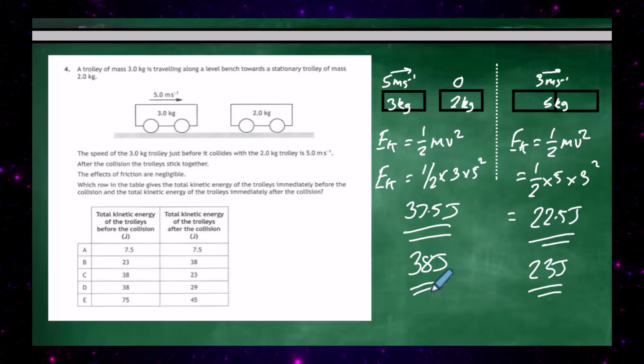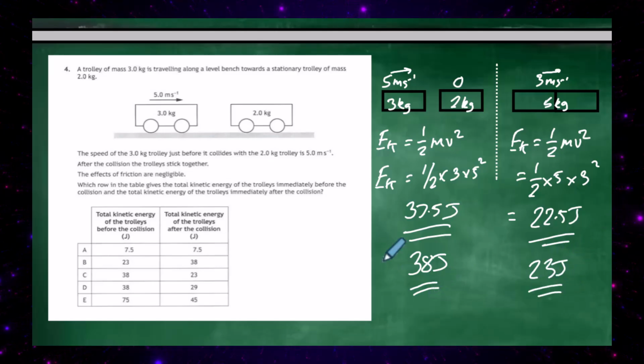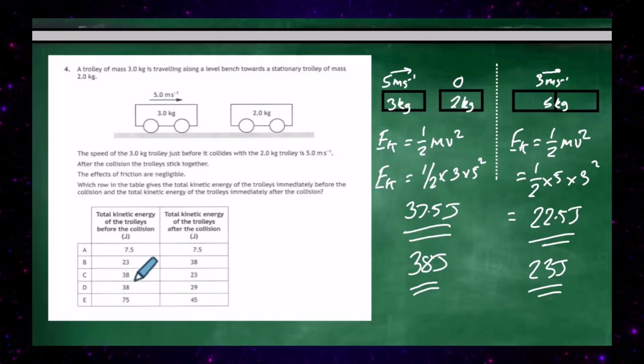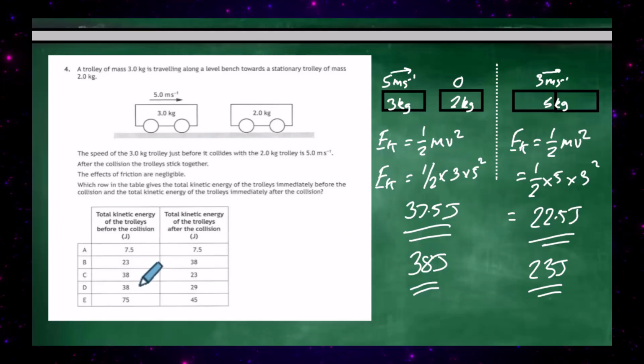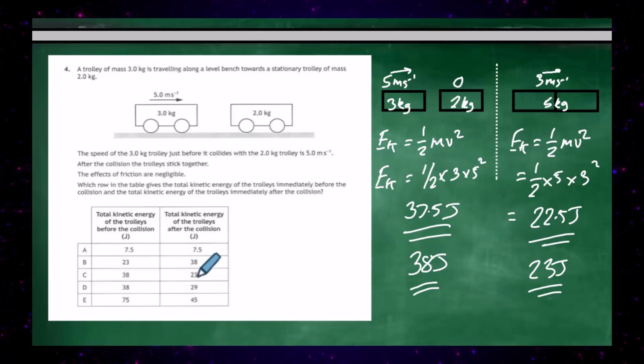So there we have it. We have got the total kinetic energy before the collision is 38. So we go down the table, we either get C or D. And after collision, it's got to be 23. So the answer to that one has got to be C.